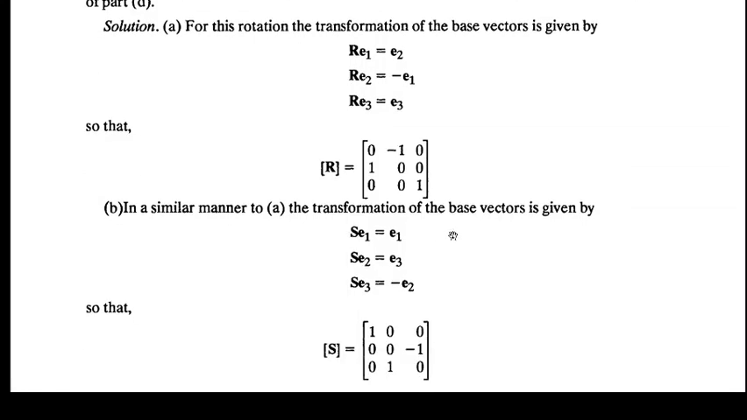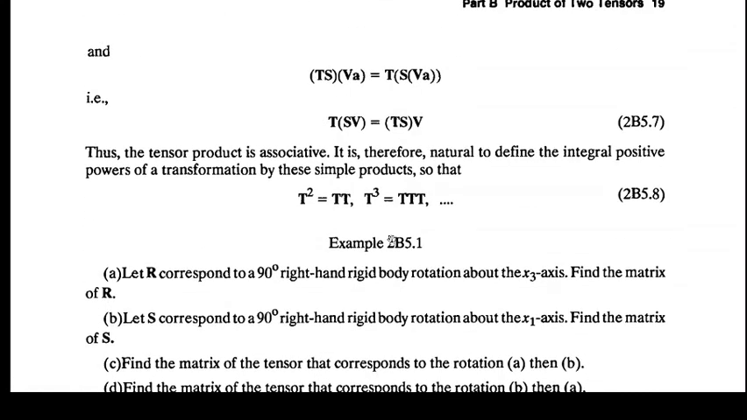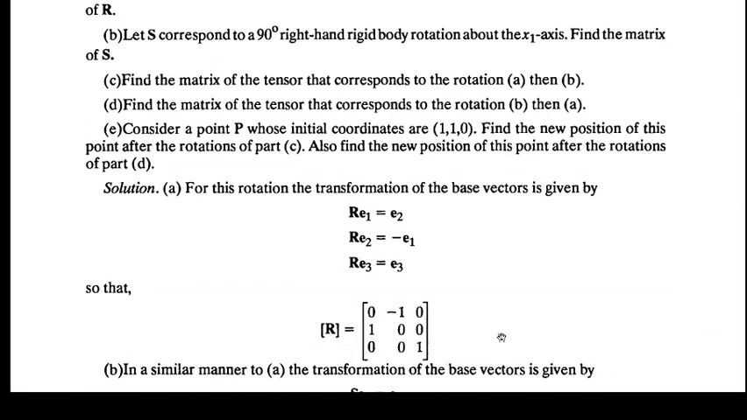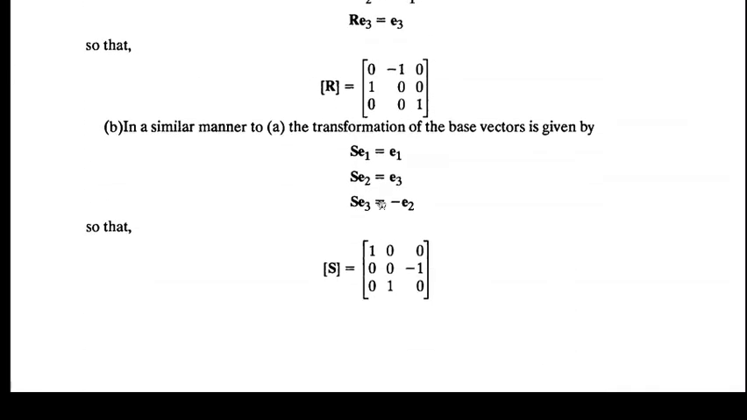Now in part B, we have to write the rotation for 90 degrees about the x1 axis. So x1 will be fixed, SE1 will be E1, and similarly as you have calculated this R, you can calculate this S while taking rotation about the x1 axis. So this is 1 0 0, 0 0 minus 1, and 0 1 0.